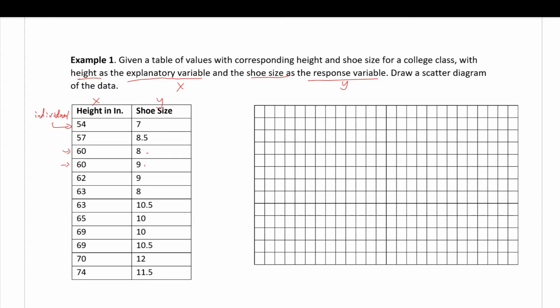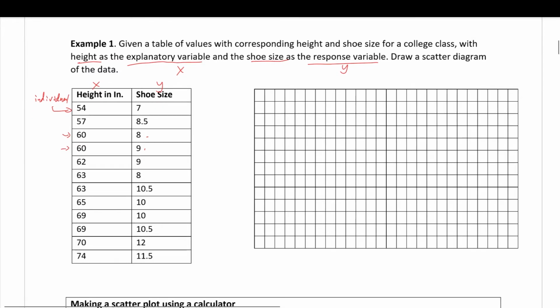I'm going to go ahead and write down the height down here, and this is in, I believe, inches. And the shoe sizes are going to be on this vertical axis here, and the units of that are just shoe size. The way that we have this grid, I'm going to start this not at 0, but at 50, because our x values don't start at 0. If we were to start at 0, we'd have a huge gap. So I'm going to start at 50. That seems to be a good value.